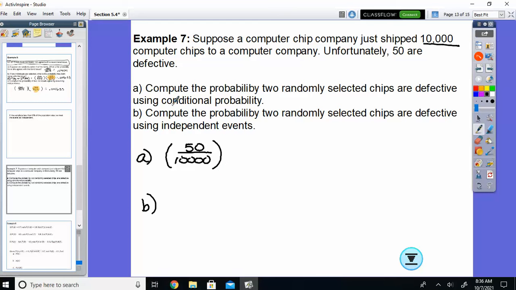Then when I said using conditional, that means my second one is probability that this one is bad given that the first one was bad. How many total do we have if we've already removed one? 9,999. Yeah. And then out of those, how many are bad? 49. 49, yeah.